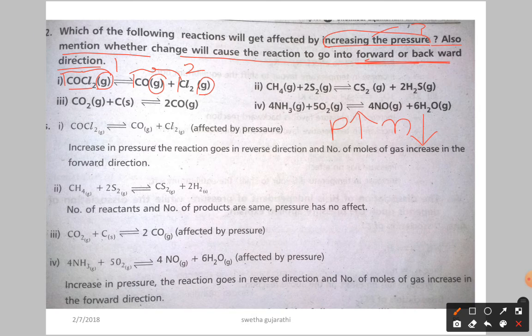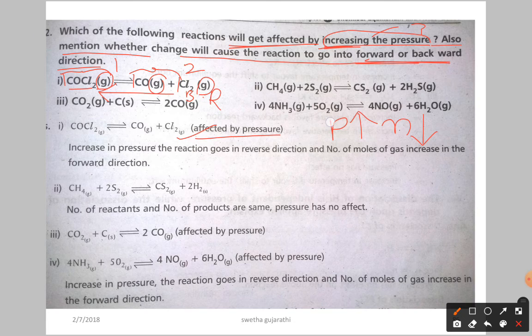First, the pressure effect is there, that means the reaction is definitely affected by pressure. The direction is the reverse direction, that means the backward reaction is favorable. Okay, why?